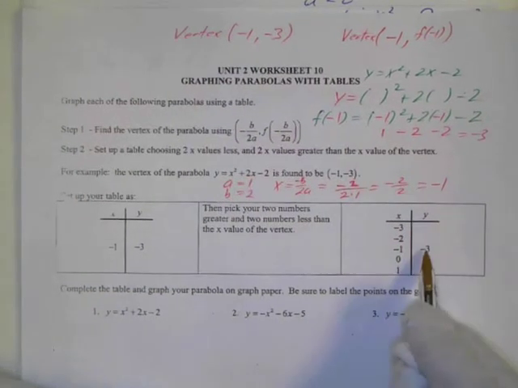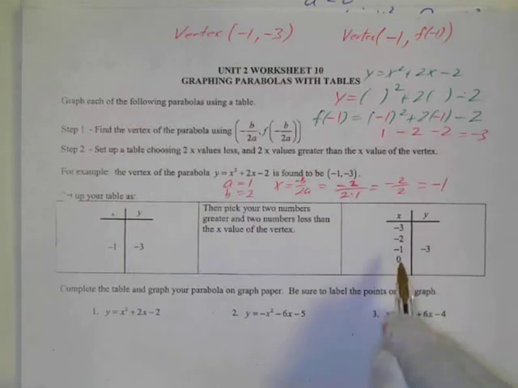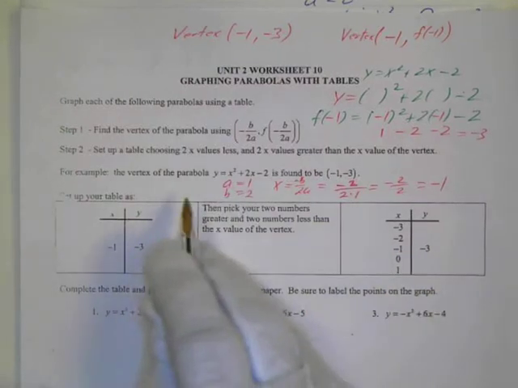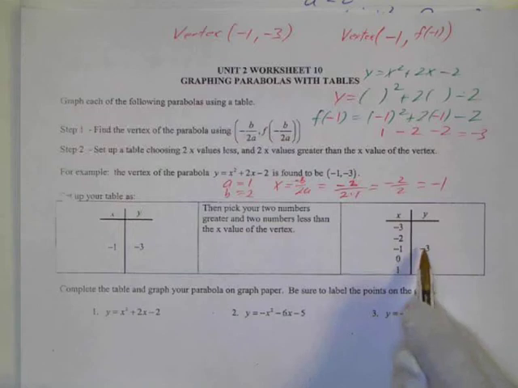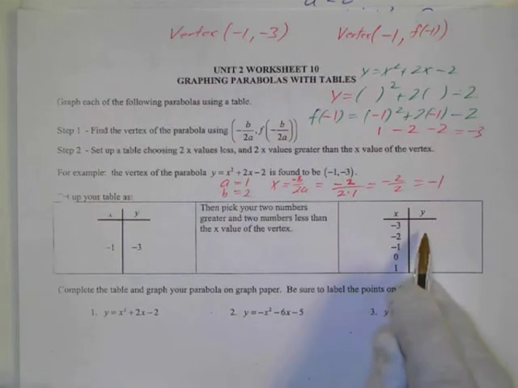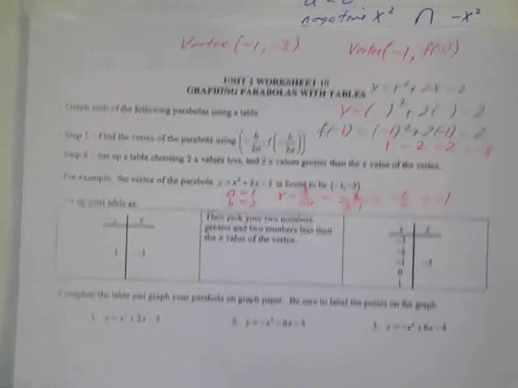And that's what they did in this table. Now they want to find the other values. They want you to find two values less and two values greater than the vertex. So we want to find f of negative 2 and f of negative 3. All right? So I'll just do that over here.